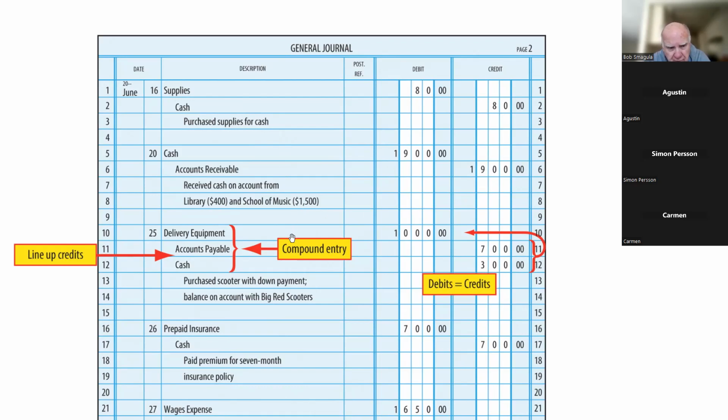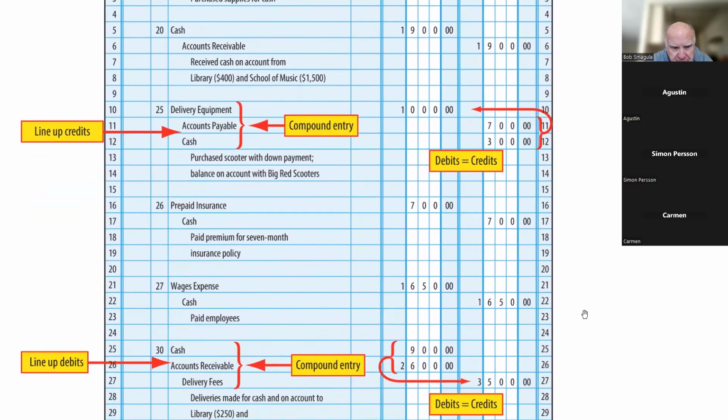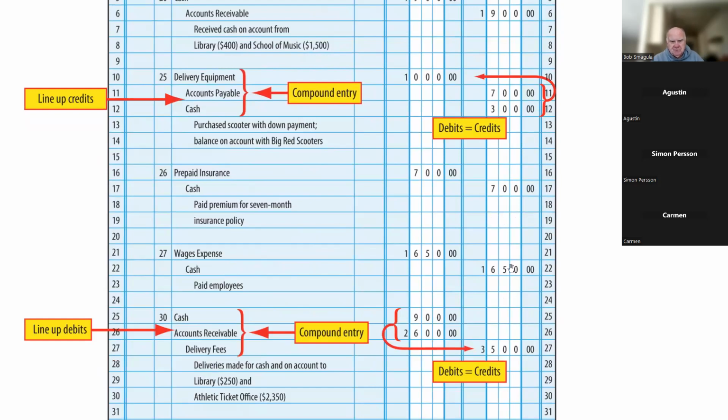We bought a motor scooter, which required a $300 down payment. So we debit delivery equipment. We credit accounts payable, because that's the amount we have to pay in the future. And we credit cash, because we had to cut a check before the guy would give us the motor scooter. Here, we bought an insurance policy. Your journal entry: you debit insurance, credit cash, to record insurance payment. Wages expense, we debit. Credit cash, to record salaries.